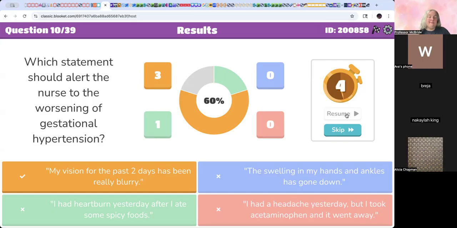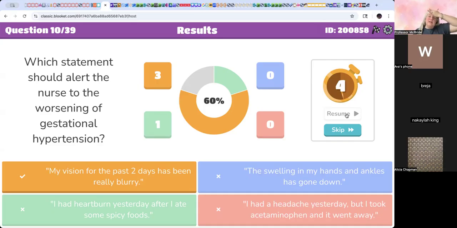Swelling of the face, increased protein in the urine, and edema. Protein in the urine, a sudden onset of edema, especially in the hands and face. If she has some swelling in her feet because she's been on her feet all day, I'm not worried about that. Some of that is normal, but a sudden onset of edema, especially in the hands and face, can be concerning.